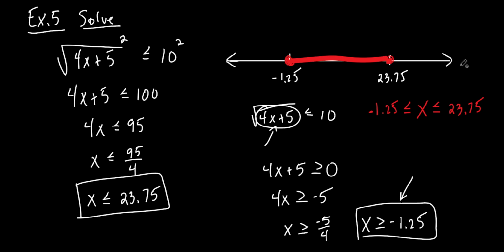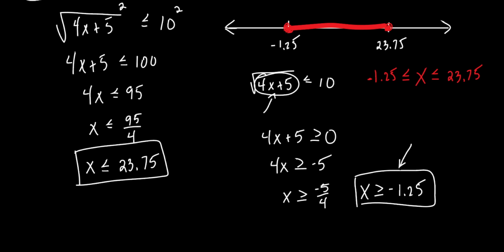Let's just do a check to see if it works. Remember what we did before? We broke those down into these three different areas. So give me an easy number somewhere between negative 1.25 and positive 23.75. What's the easiest number you can think of to plug back in? 0, yeah, so pick 0. So let X equal 0.